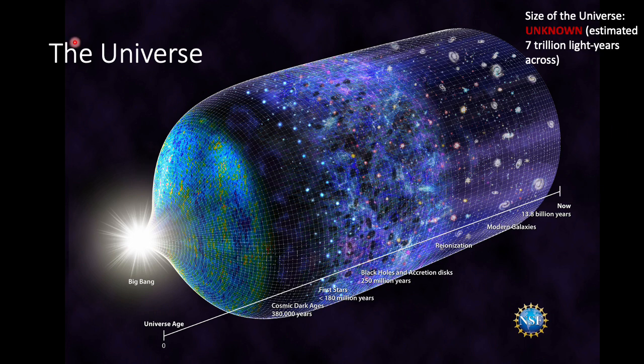And so at time 0, a microscopic universe began expanding. We don't know how big the universe is, but it could very well be as big as 7 trillion light years across. And due to the expansion of the universe, it'll be even bigger by the time you are finished listening to me speak about it.